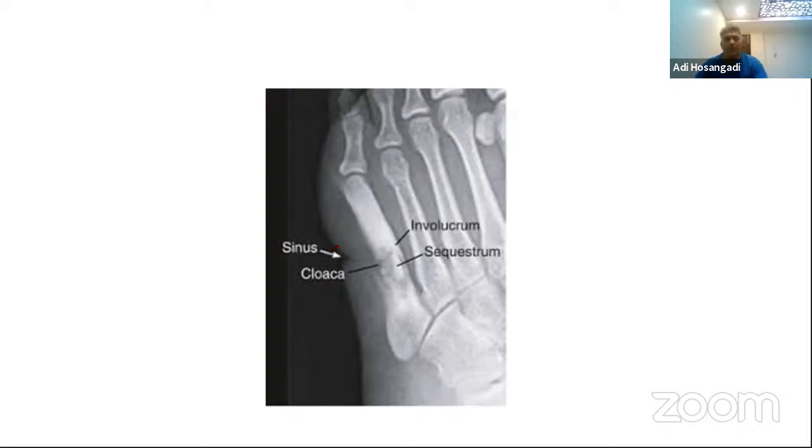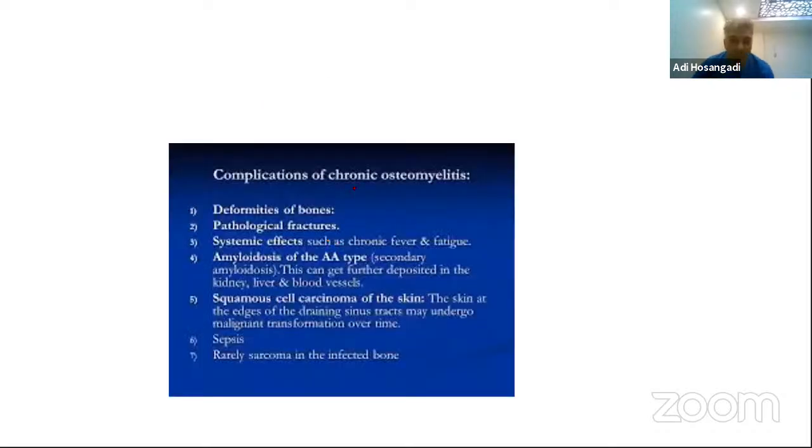Okay. So what are the complications of chronic osteomyelitis? Deformities of the bone, pathological fracture. Most common is recurrence. It doesn't get completely healed.